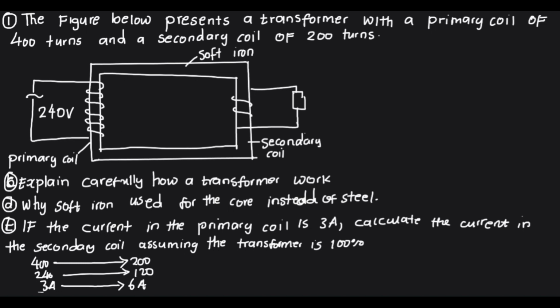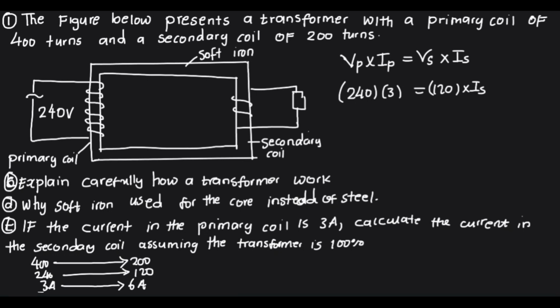Now let's find the 6 amps by using the formula. The formula that we are going to use is voltage on the primary times current on the primary is equal to voltage on the secondary times current on the secondary. So the voltage on the primary is 240. The current we are given is 3 amps, which is equal to the voltage on the secondary, 120, times the current on the secondary.